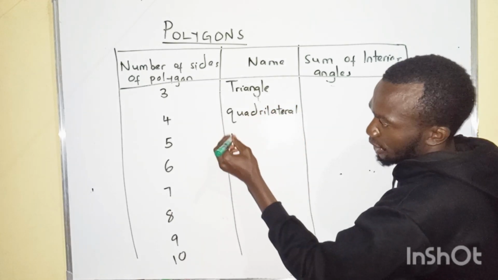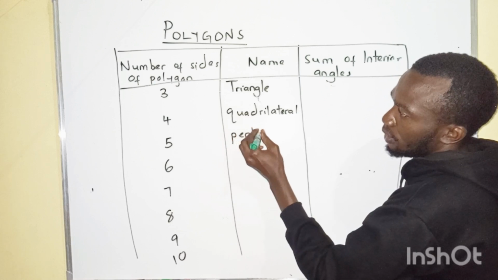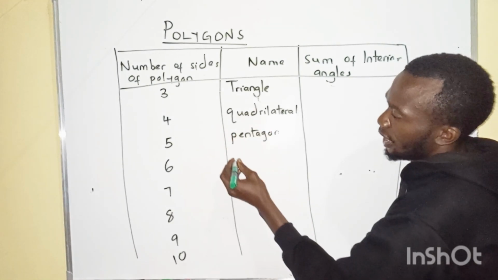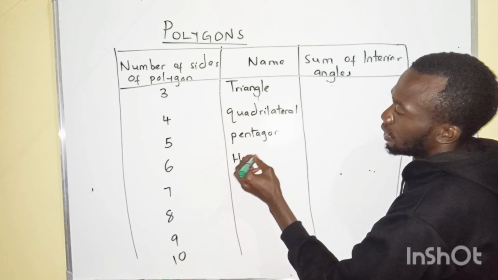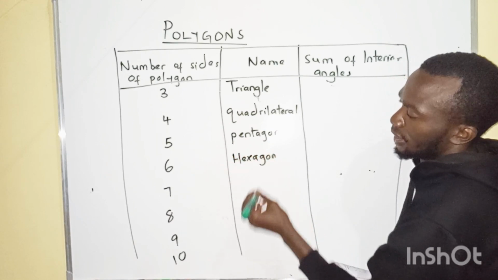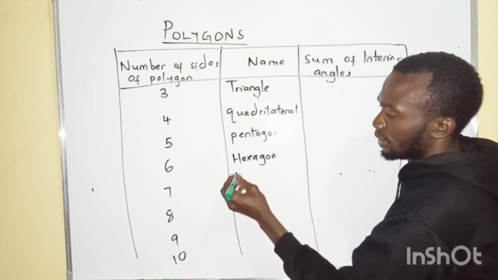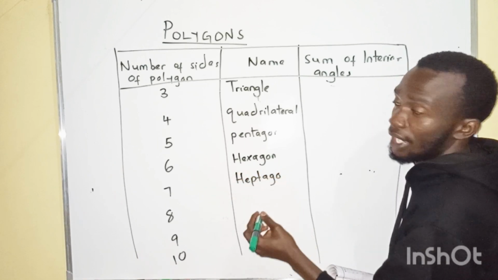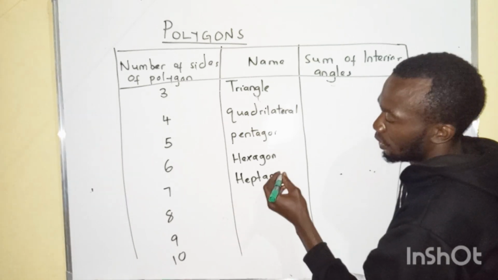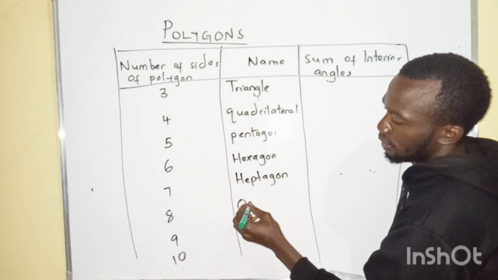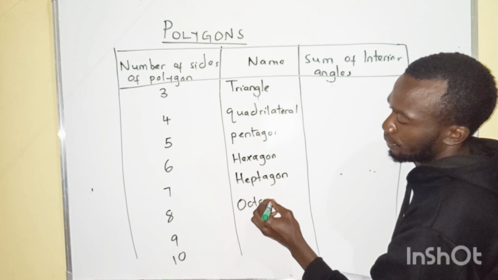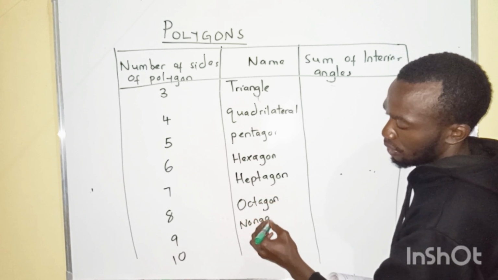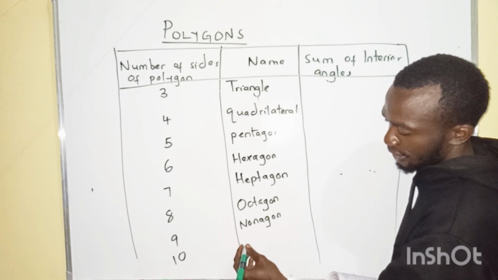Five is a pentagon. 6, hexagon. A 7-sided figure is a heptagon. An 8-sided figure is an octagon. 9 is a nonagon. And 10 is a decagon.